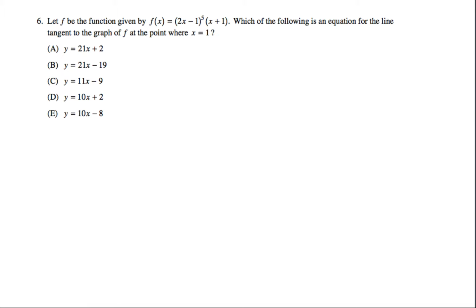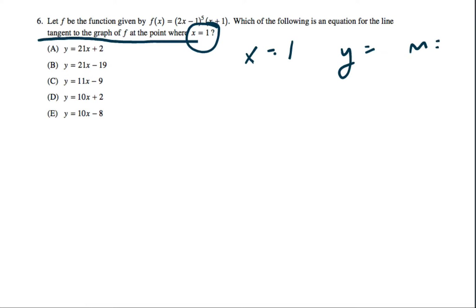Alright, problem 6 from the practice test. We're looking for a tangent line at the point where x equals 1. Now this is an interesting problem. They don't give us a y value. We know when we have a tangent line we're going to look for x, y, and m. And they don't give us a y. So we're going to have to plug this 1 back in to find the y.